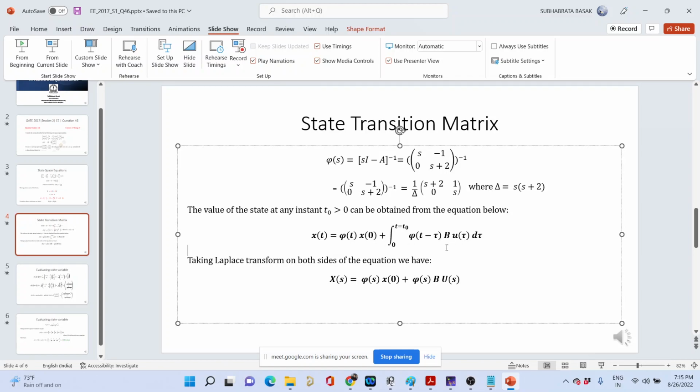I just memorized that L inverse of (sI minus A) inverse B into U(s). No, you need to go through some textbook also. See those things. I understand that it is difficult to read a textbook.